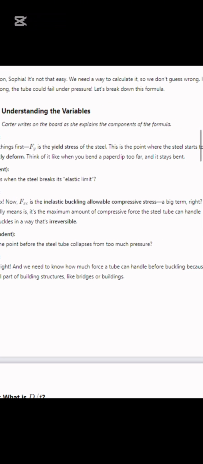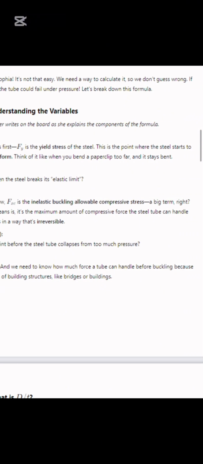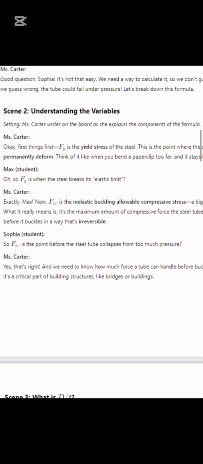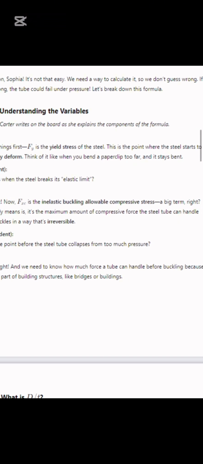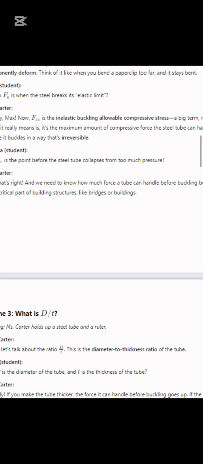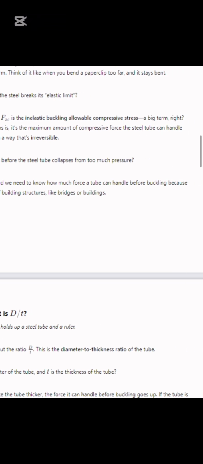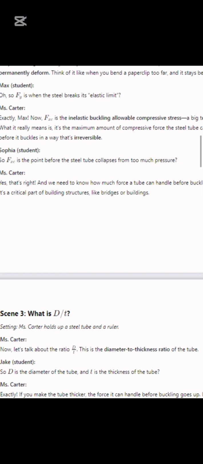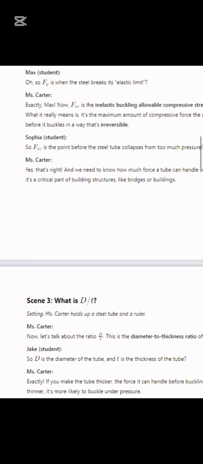Now Fx is the inelastic buckling allowable compressive stress. A big term, right? What it really means is it's the maximum amount of compressive force the steel tube can handle before it buckles in a way that's irreversible. So Fx is the point where the steel tube collapses from too much pressure. Yes, that's right. And we need to know how much force a tube can handle before buckling because it's a critical part of building structures like bridges or buildings.